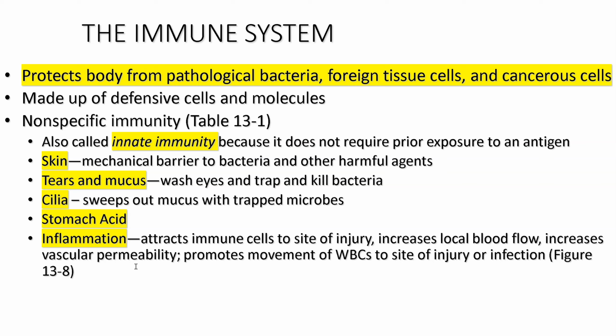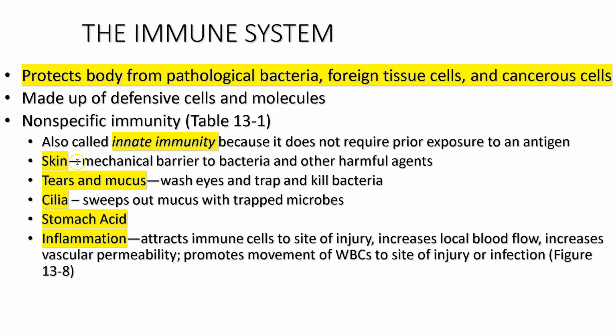Non-specific immunity. So the first one we're going to talk about, there's two different types of immunity. Non-specific and specific, or innate and adaptive. So non-specific is also called innate immunity. You need to know these vocabulary terms because it does not require prior exposure to an antigen or a signaling molecule on the outside of certain cells or bacteria. Those are still cells, but antigens on the outside of cells.